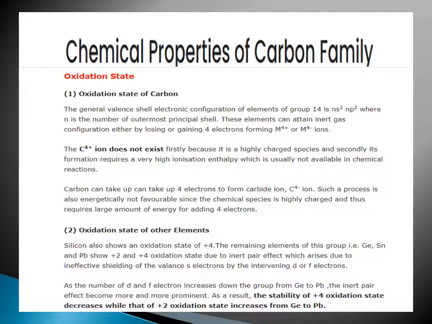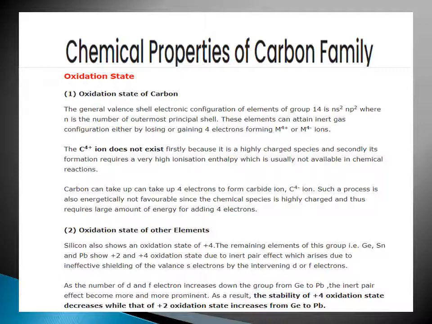Starting with oxidation state, and oxidation state of carbon. The general valence shell electronic configuration of elements of group 14 is ns2np2, where n is the number of the outermost principal shell. These elements can attain inert gas configuration either by losing or gaining 4 electrons, forming M4+ or M4- ions.